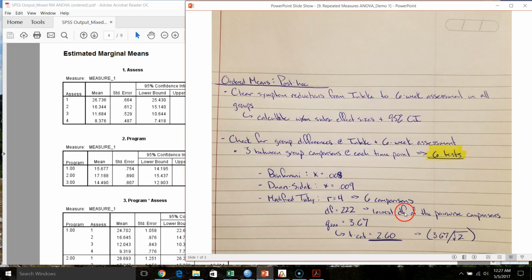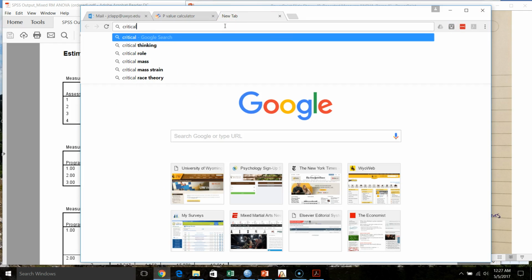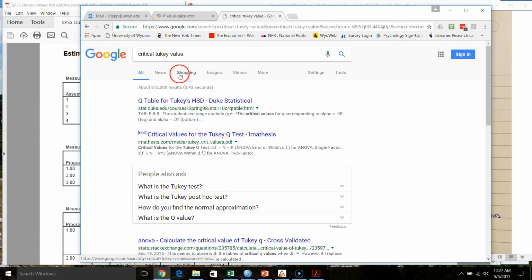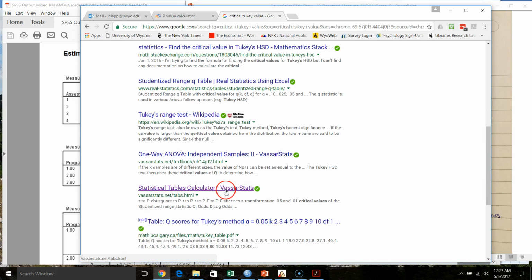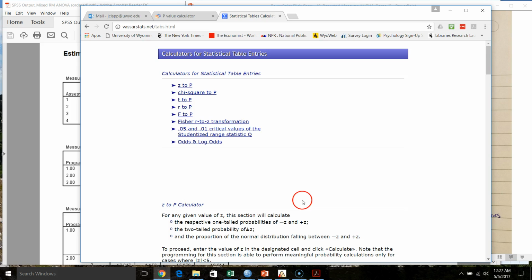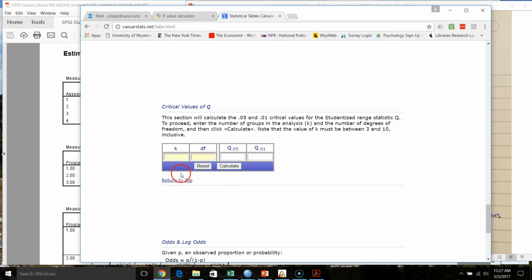So if we set r to 4, degrees of freedom equal to 222, we're going to end up with a Tukey Q, or a critical Q value of 3.67. Now, where am I getting that? Actually, we can just pull this up if we search critical Tukey value. Here we go. If we go down to this website here, we've got r is 4. Here they're calling it K. 222 degrees of freedom. Calculate that. Gives us a critical Q value of 3.67.